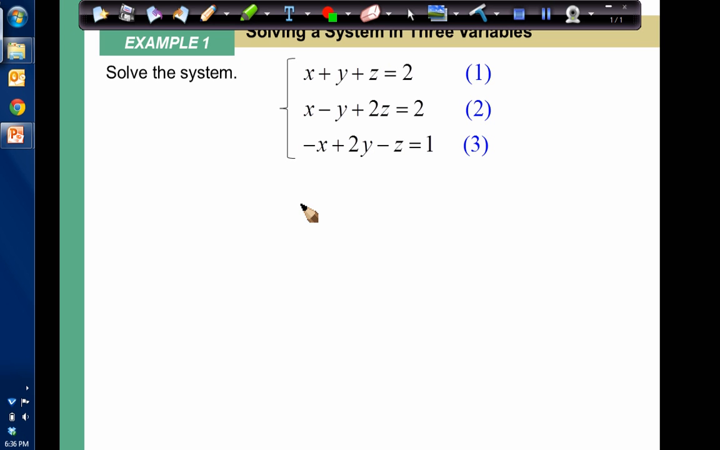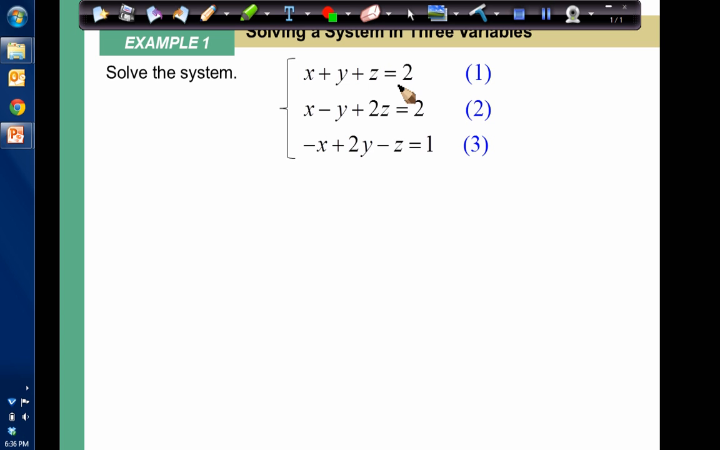Could we have extra equations? Possibly. That might be okay. But if you have fewer equations, if we have 3 variables and only 2 equations, we already know that we're not going to be able to solve this. Okay, so now how do we solve it? We can use a combination of elimination and substitution.